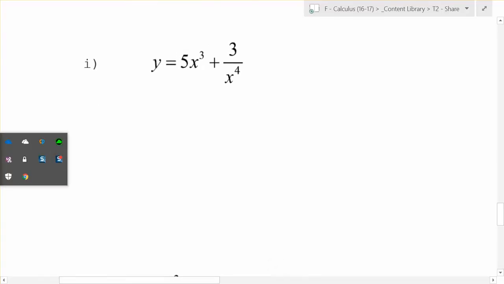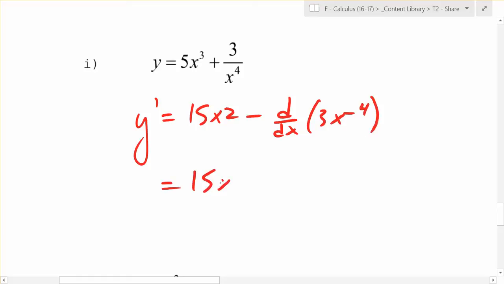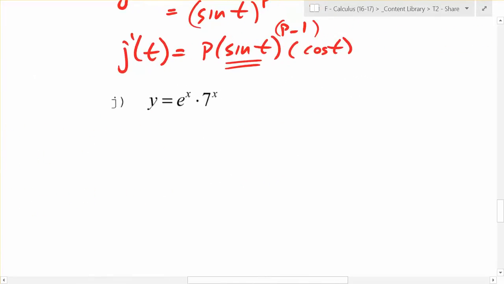Go. But do you have to? No, you don't have to. So y prime is just going to be 15x squared minus the derivative d/dx of 3x to the negative fourth. Oh, you know that. That's 15x squared minus 12x to the negative 5. Yay, very happy.